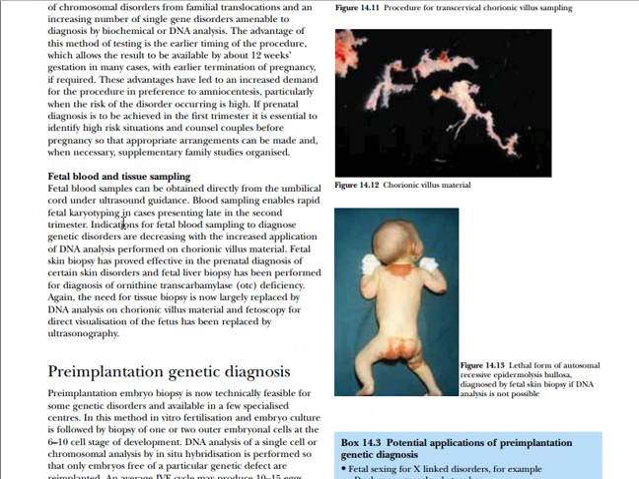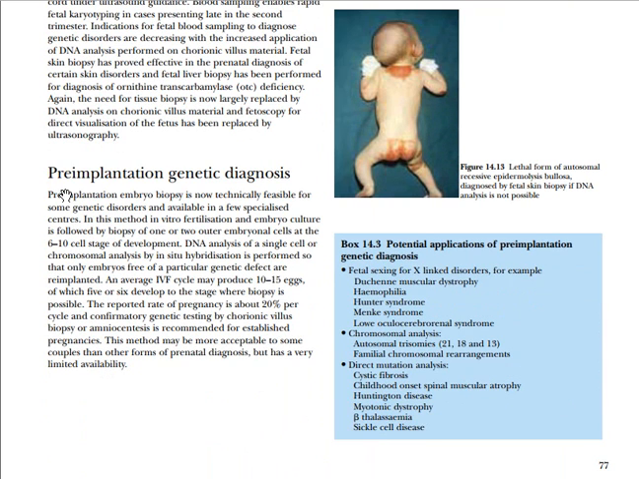And now with fetal blood sampling, fetal blood can be obtained directly from the umbilical cord under ultrasound guidance. So you take the blood or the tissues of the patient, enabling rapid fetal karyotyping, DNA analysis and all that. Now pre-implantation genetic diagnosis. You can also do pre-implantation genetic diagnosis, which is embryo biopsy, now technically feasible.